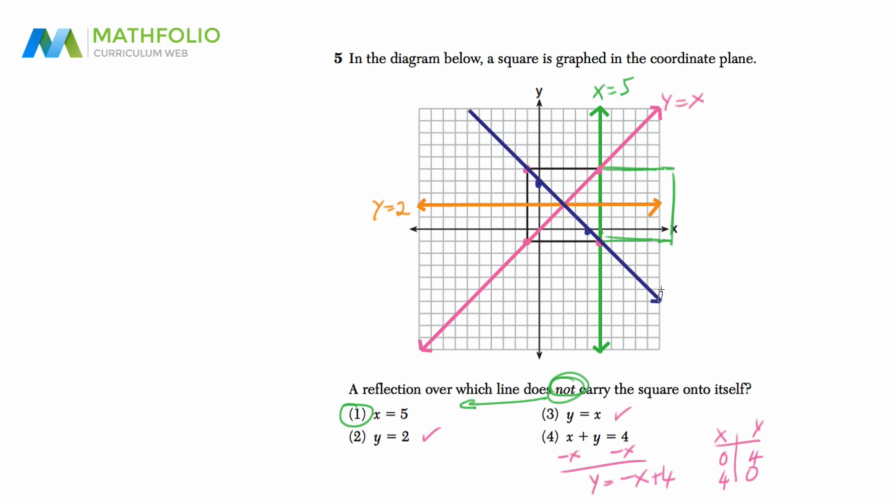And maybe you can see that this is going to do pretty much the same as the line y equals x. It makes all the points trade places. The equation is y equals negative x plus 4. But basically this point here jumps to this one. This point here stays the same, and so does this one. So the square looks the same in all cases apart from number 1. So we had our answer straight away. Answer 1 for number 5 is correct.